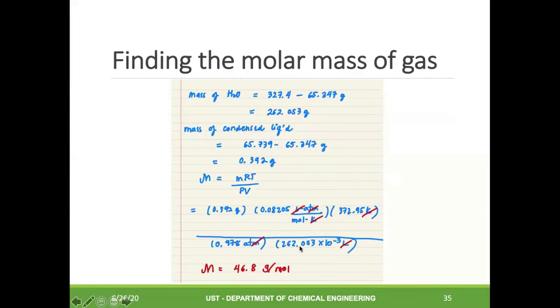The volume here is represented by the density of water, 1 gram per mL, then converted to liters, so 262.053 times 10 to the negative 3 liters. So substituting, we'll get the molar mass equal to 46.8 gram per mole.